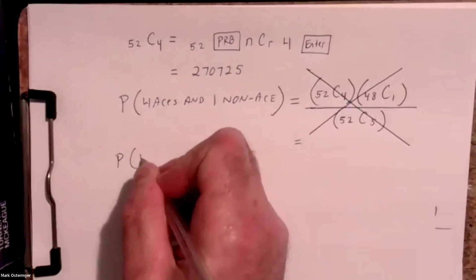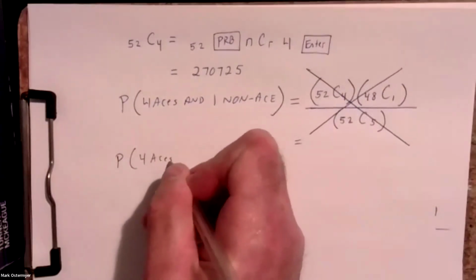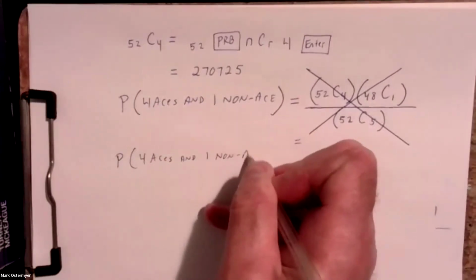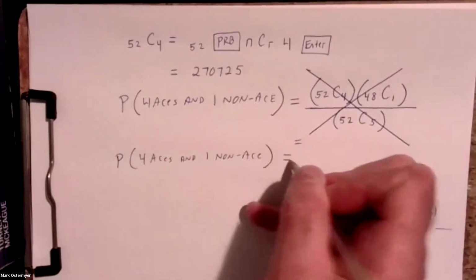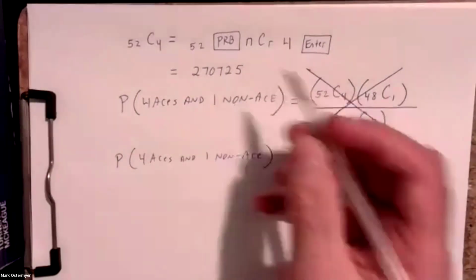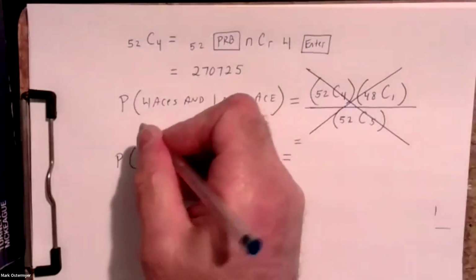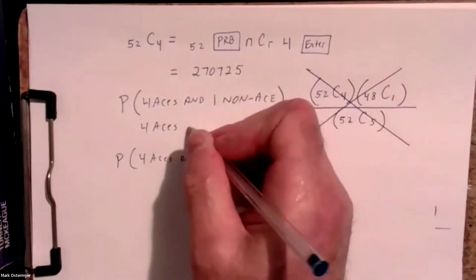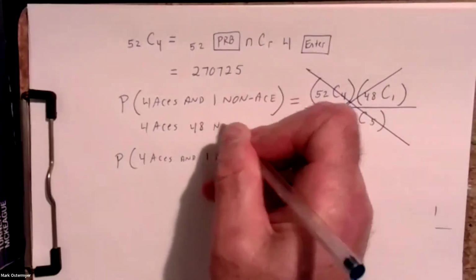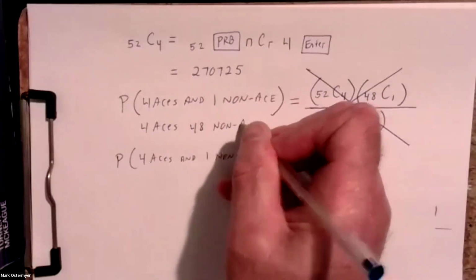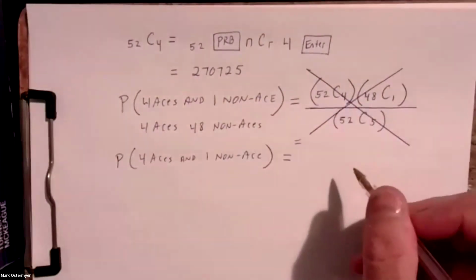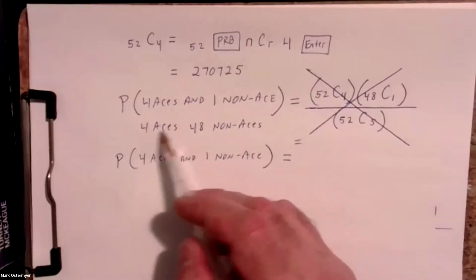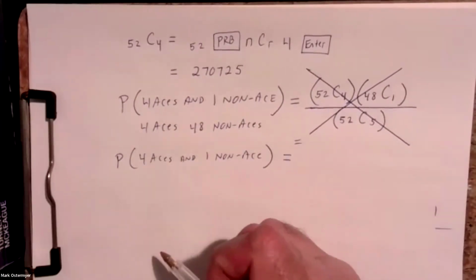Try this again. Probability of selecting 4 aces and 1 non-ace. Okay. So, ladies and gentlemen, how many aces do we have in a standard deck of cards? We have 4 aces available, correct? How many non-aces do we have? We have 48 non-aces. So how many ways can I choose 4 aces among the 4 aces that I have available, where order does not matter?